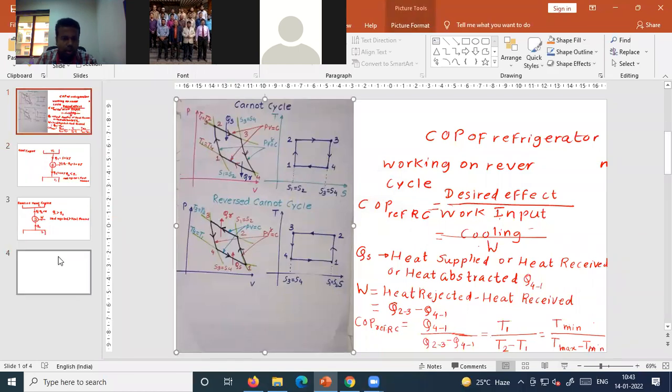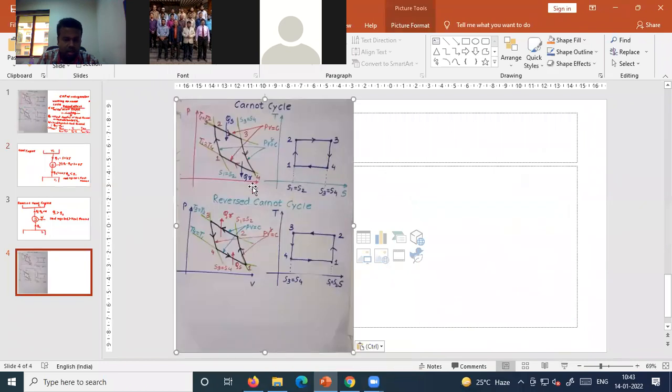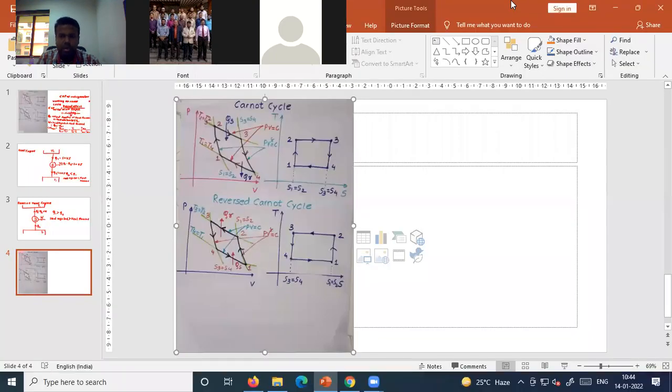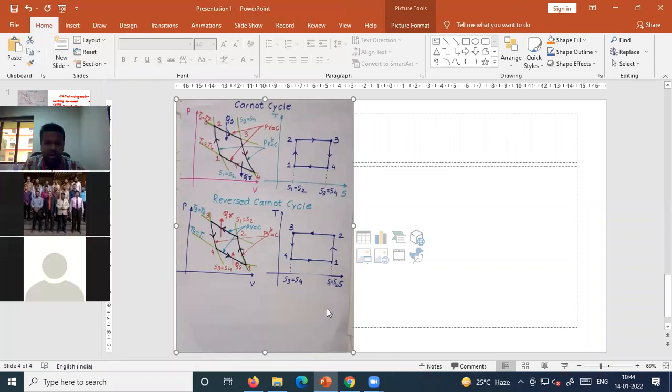Okay. Now let us go to the next case. What we have seen now is a refrigerator, right? On a similar line, same like a refrigerator, can we have a heat pump for that? Same like a refrigerator, we can also have a heat pump.